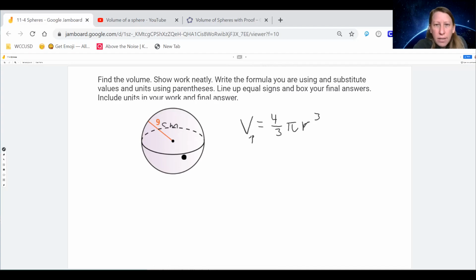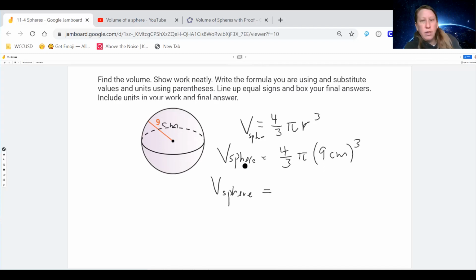Volume is not length times width times height. Depending on the shape, volume has different formulas. The volume of this sphere happens to be 4/3 pi. The radius is 9 centimeters. We're going to cube that. And now we're going to be careful with our fraction work and our multiplication, not to make any mistakes.